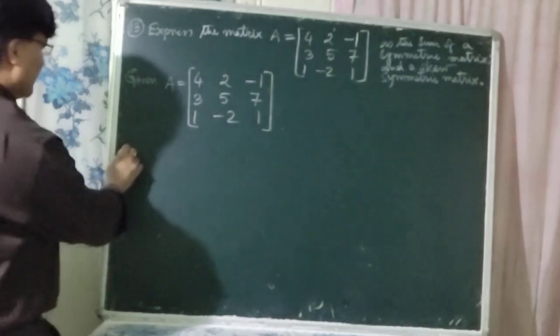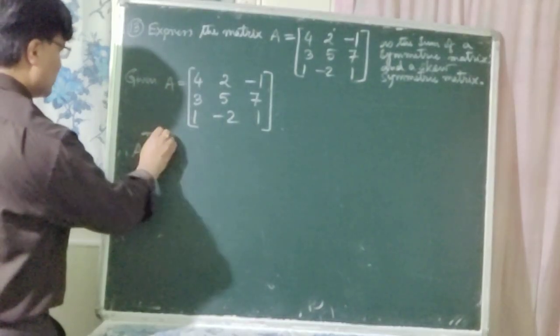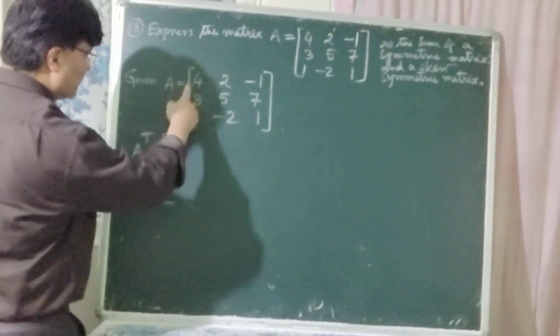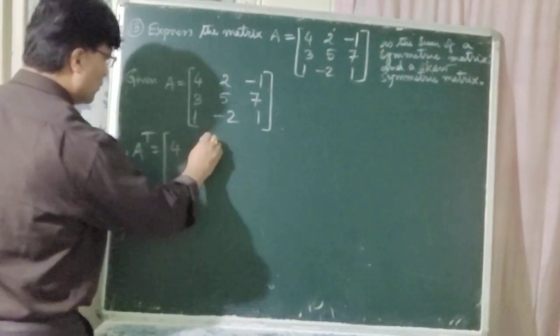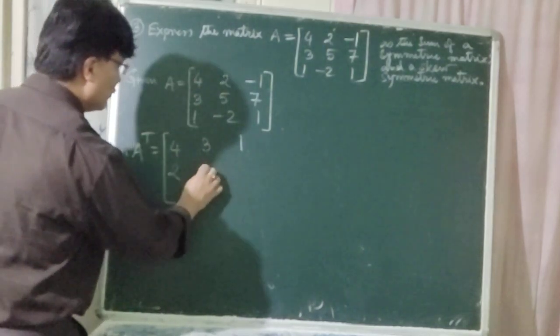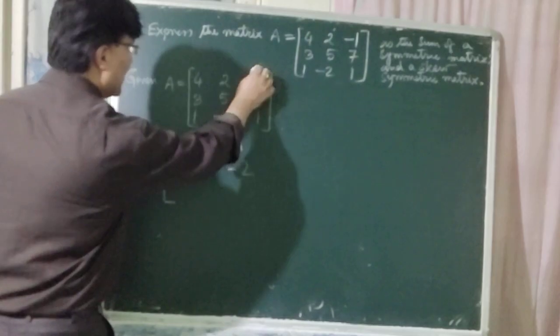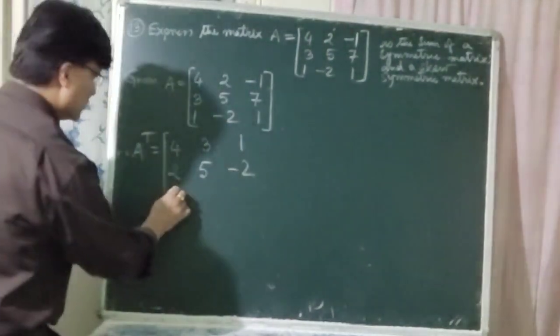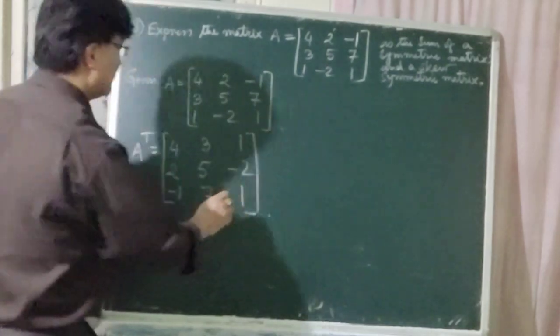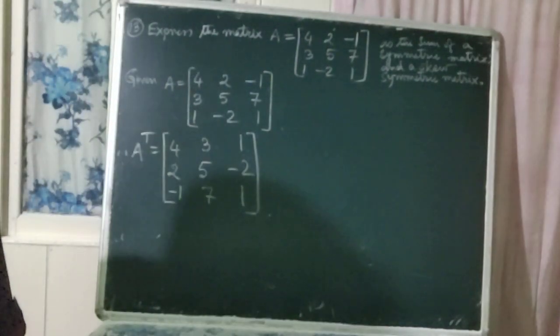Let us find out its transpose. A transpose is equal to: the first column becomes the first row, 4, 3, 1; the second column becomes the second row, 2, 5, minus 2; and the third column becomes the third row, minus 1, 7, 1. Is that clear to all of you?